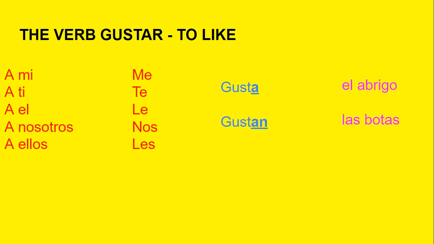So, a nosotros nos gusta el abrigo. A él le gustan las botas. A mí me gustan las botas. A ti te gusta el abrigo. So you see how I'm going across there. If I don't like something, I put the no in front of the me, te, le, nos, les. A mí no me gusta el abrigo. A ti no te gustan las botas.